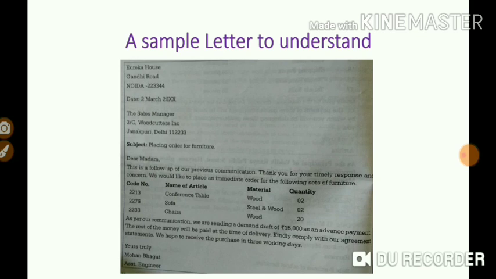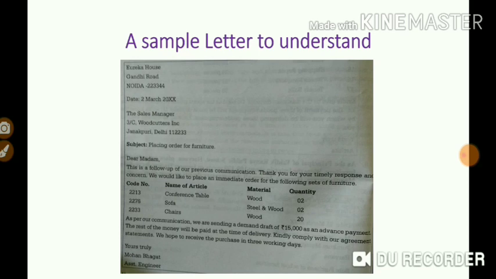As I told you, the body should have 3 different parts. In the first part, it should be introductory. The second part should be the details of the order, and in the third part, payment details and other things may be mentioned. Let us come to here. Dear madam, salutation is very formal. As I told you, if you feel good to write dear madam, if you feel good to write respected madam, you may go with that also. Both are quite good. This is a follow-up of our previous communication. Thank you for your timely response and concern. We would like to place an immediate order for the following sets of furniture.